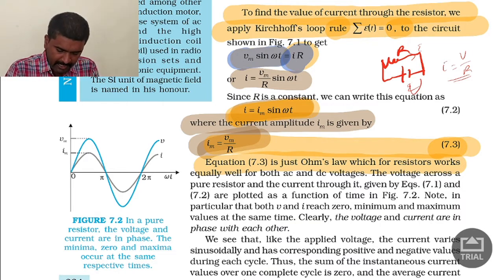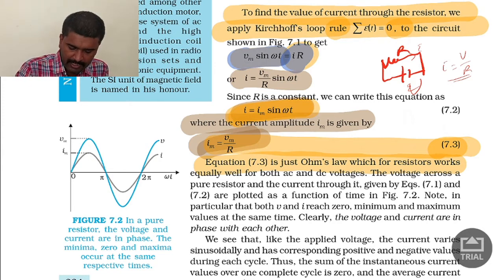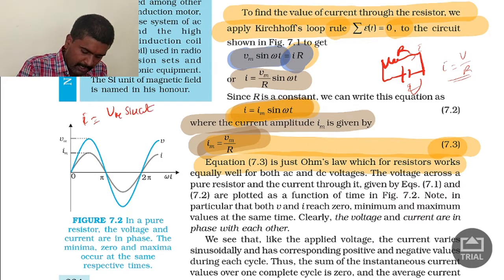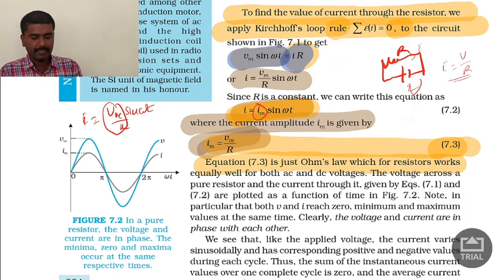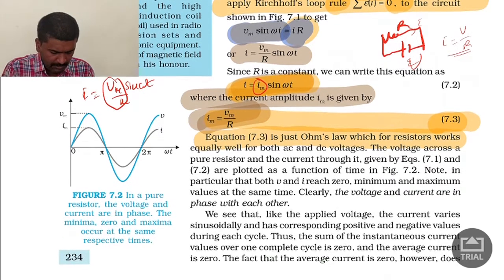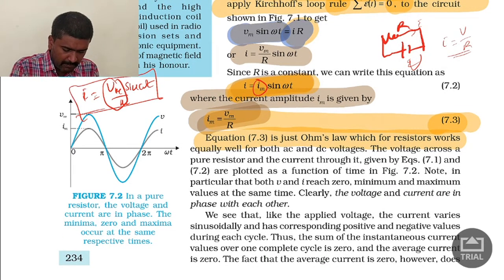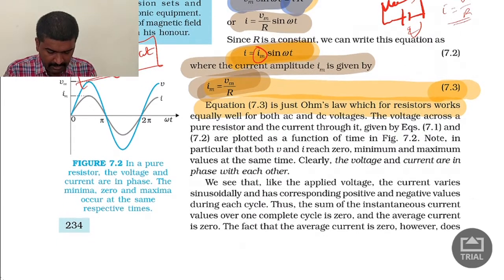Similarly, in this case, I am connecting a voltage, and that voltage is Vm sin omega t. So you can write I equals Vm sin omega t by R, and that I am writing as Im. So now Ohm's law can be applied even to alternating current.